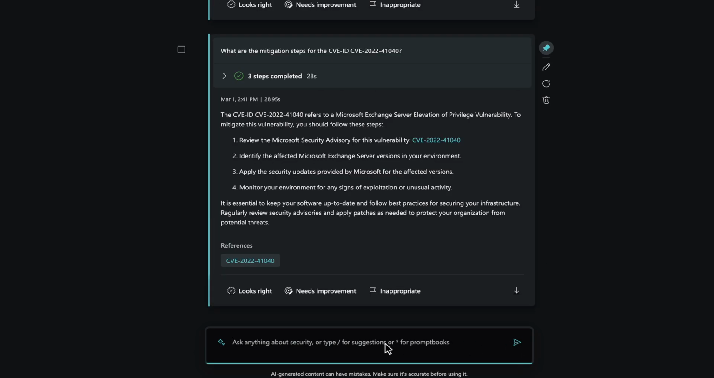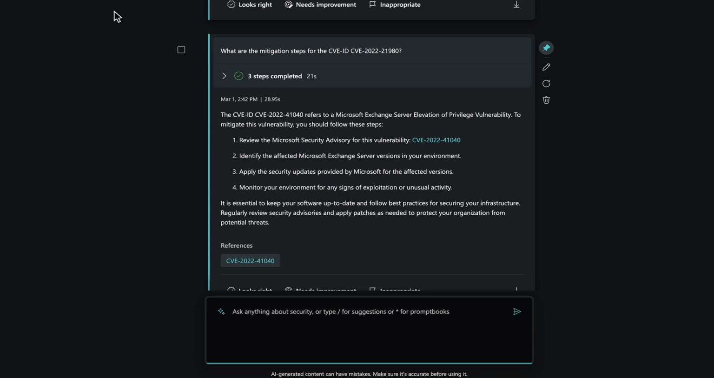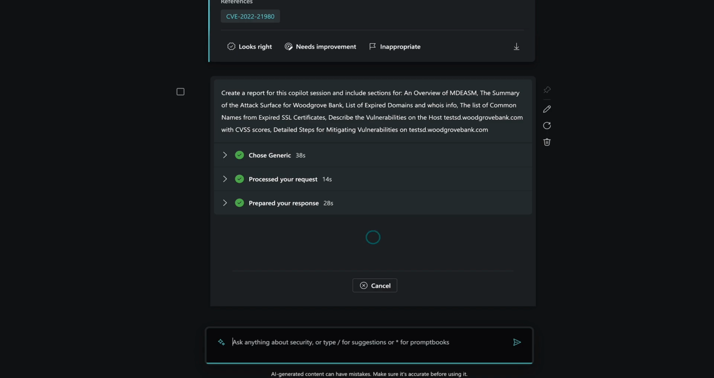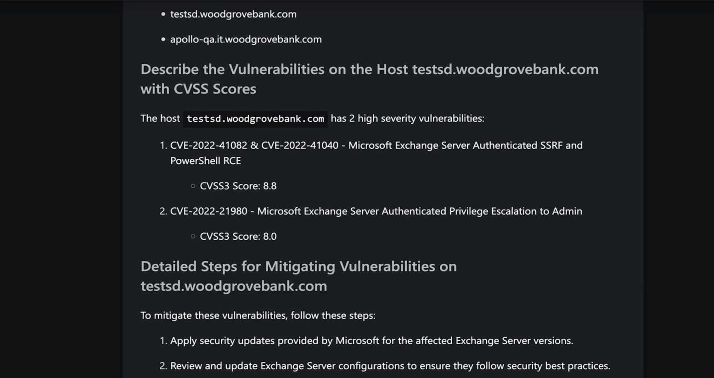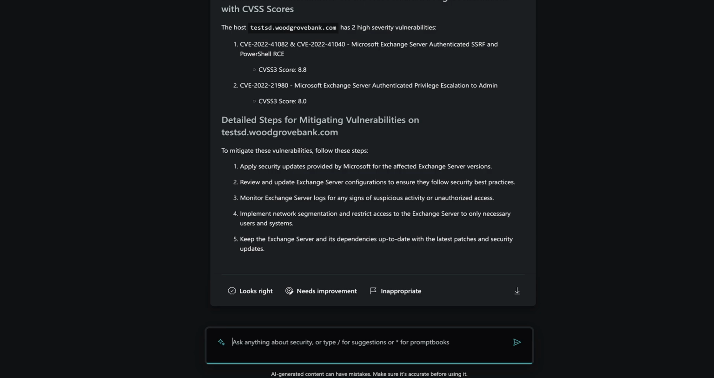Finally, let's use Copilot to create a report summarizing the risks we've identified in our organization's external attack surface. This provides our SOC team with all the necessary detailed information required to proactively address these risks. With Copilot and MDEASM, we were able to use natural language to assess, investigate, and plan to remediate our organization's external attack surface, all within just a few minutes.